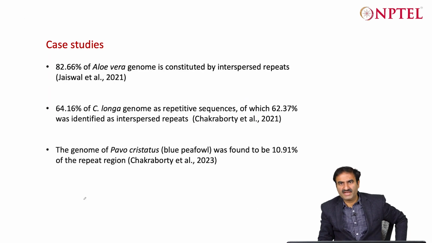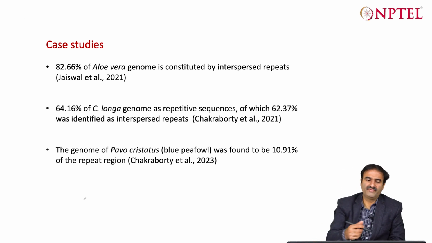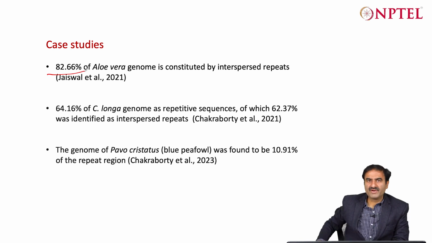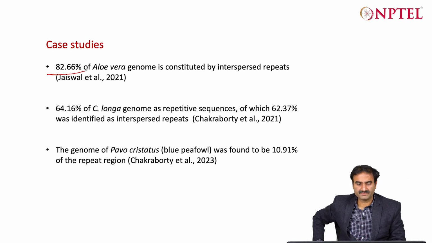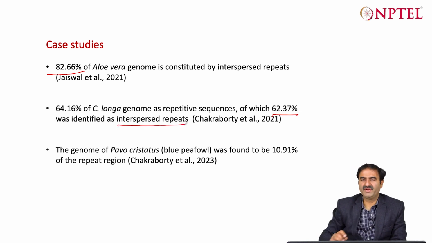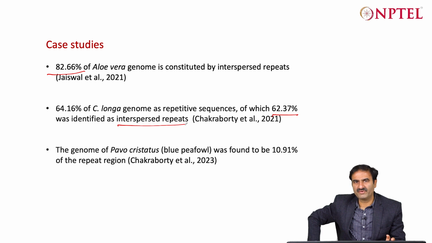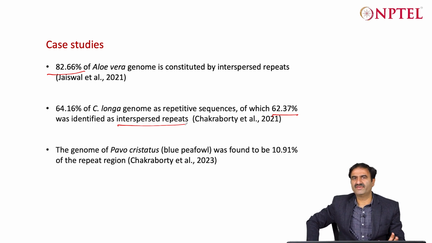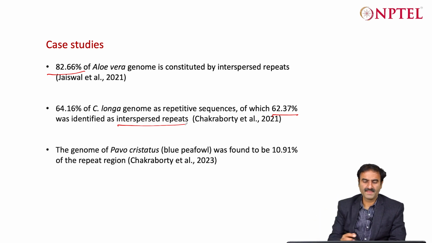For example, aloe vera is 16 GB in size compared to about 0.5 GB for, say, the banyan tree, which is 32 times more, and it is larger because almost 82% of that genome is just repeats. Similarly, in turmeric, 64% of the genome was repeats, of which about 62% were interspersed repeats and just 1.5% were tandem repeats or SSRs, simple repeats.